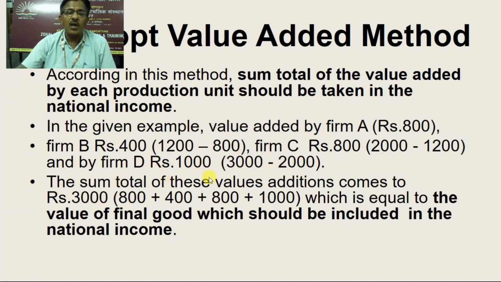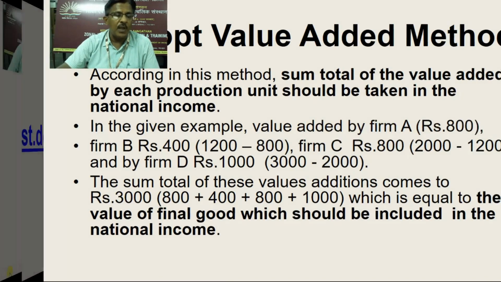The sum total of these value additions comes to rupees 3000, that is 800 plus 400 plus 800 plus 1000, which is equal to the value of final good, which should be included in the national income. So remember, the sum of value added should be equal to the value of final good. To avoid the problem of double counting, we have to take the value of final product, or we have to take the sum total of value added.